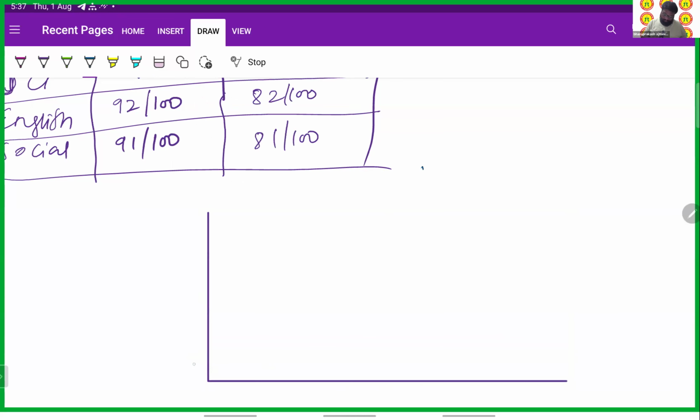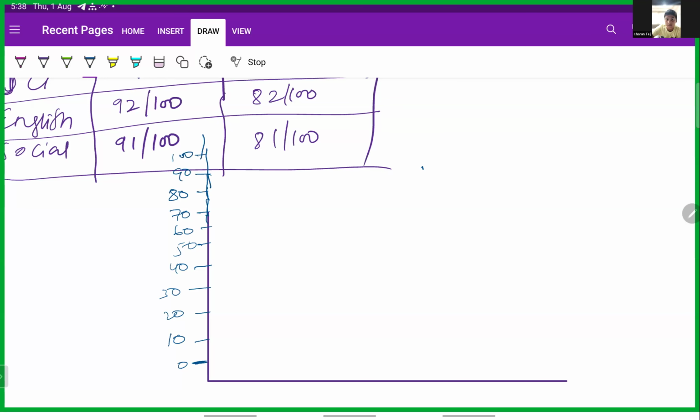So here you can write some numbers: 0, 10, 20, 30, 40, 50, 60 till 100. What is the division scale I am maintaining here on the graph? 10. So consider the y-axis on a division of 10. I am maintaining that division scale.